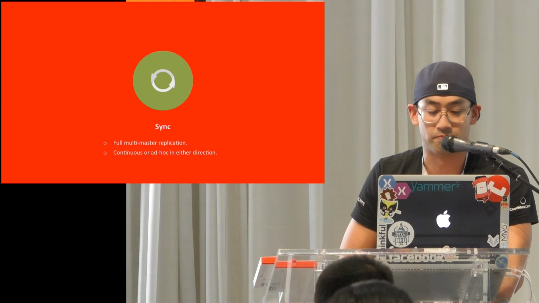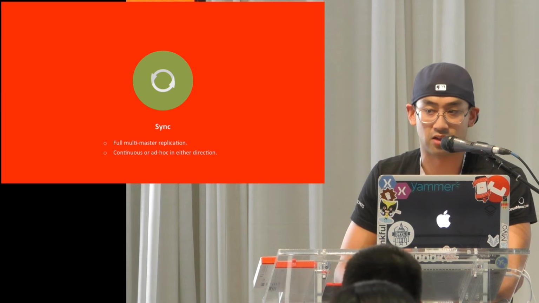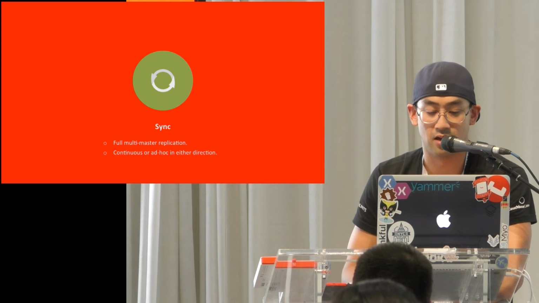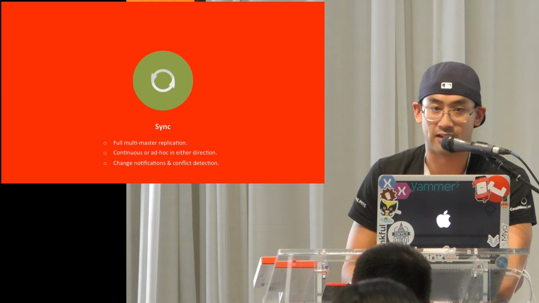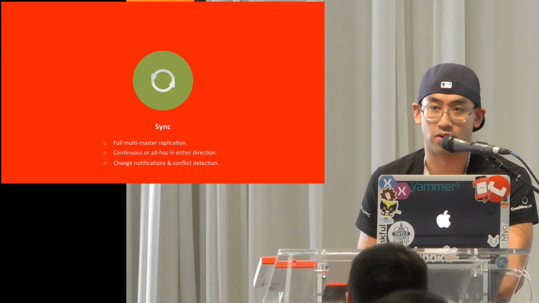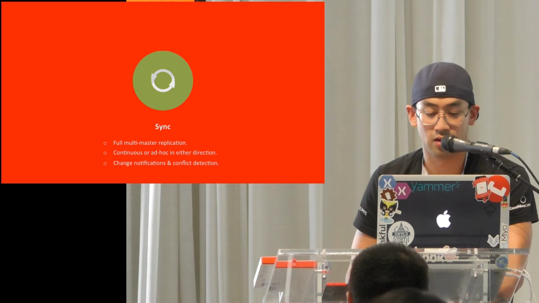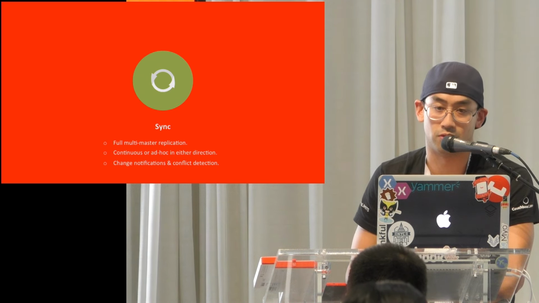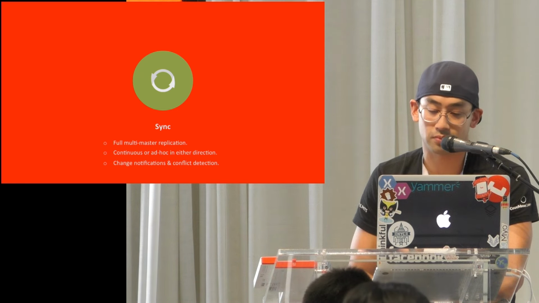Sync, talk about this too. Full master-master replication. There's no concept of one is primary and one secondary. You have eventual consistency across all your devices in terms of your data. You can do it continuously with sockets. So if you build a chat application, it's possible, but also ad hoc. You can tie it to explicit intent for that. And change notification, conflict detection is also done for you using an API. Conflict detection is pretty cool.